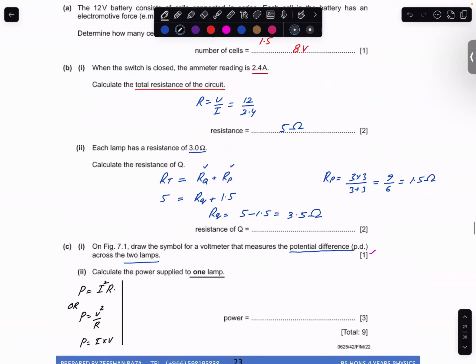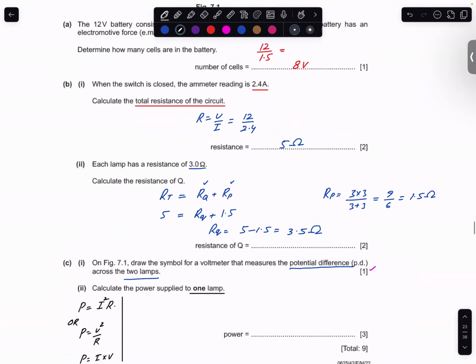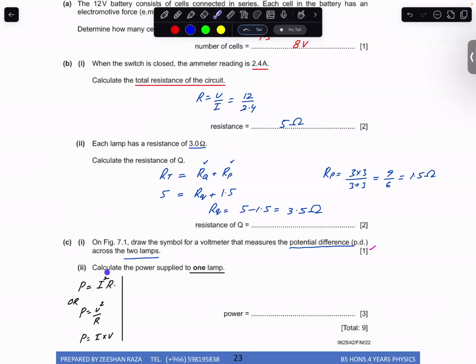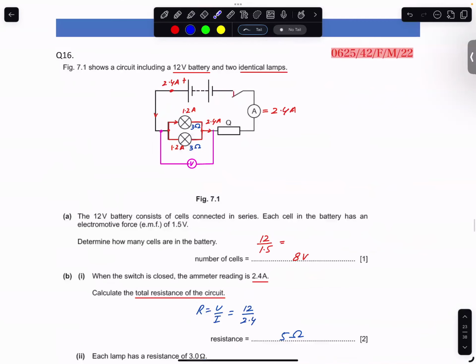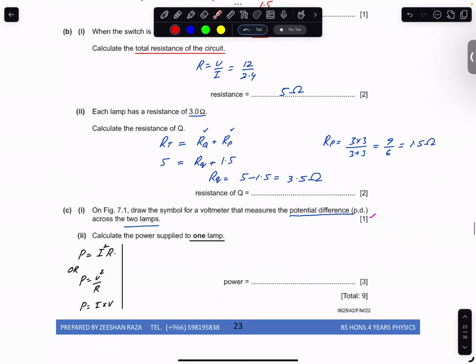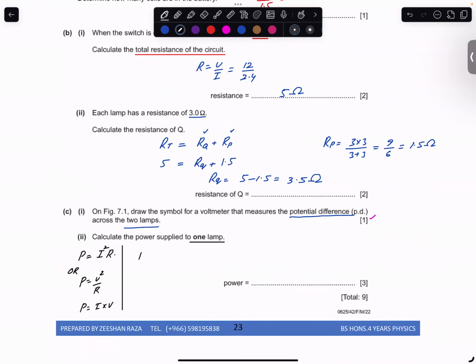We have to find out the power supplied to one of the lamps. So let me check. We have the current and the resistance. Luckily we have the value of the current and the value of resistance. So I think the first formula will work for us: power is equal to I squared into R. The value of I is 1.2 and its square, and R is 3, and the calculator gives me the answer 4.3 watt. So 4.3 watt is the power that is supplied to one lamp.